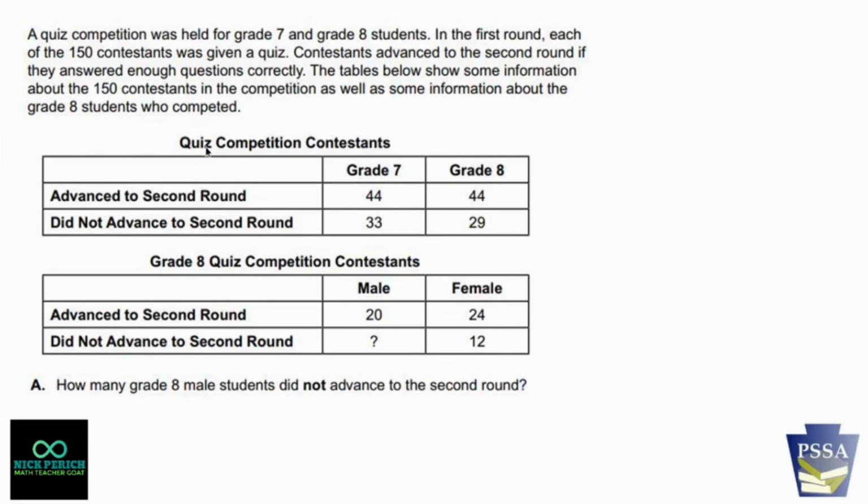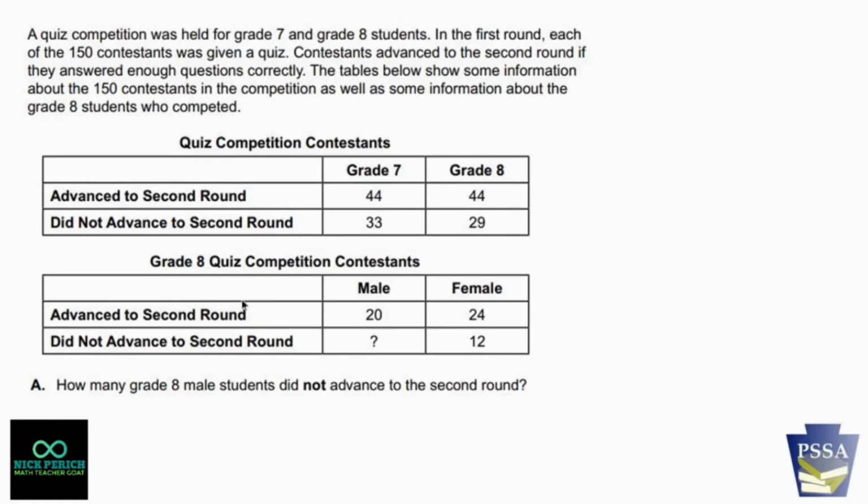So let's take a look at these tables. This top table is everybody, all 150 kids. You've got 7th graders, you've got 8th graders. According to this, you have people who advanced and people who didn't. So 44 7th graders advanced to the second round. Also, 44 8th graders advanced to the second round. Now, of the 7th graders, 33 of them did not advance to the second round, and 29 8th graders did not advance to the second round.